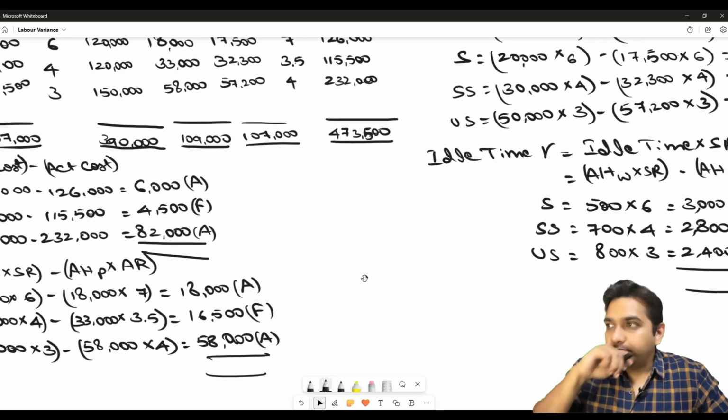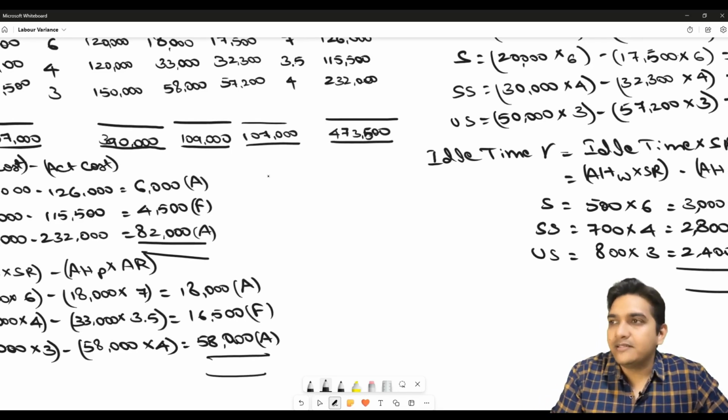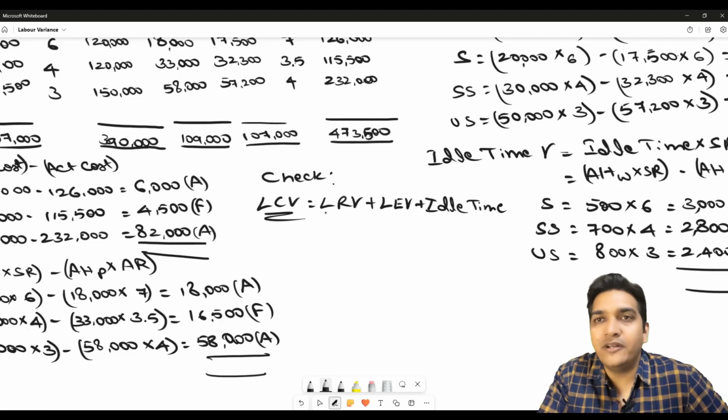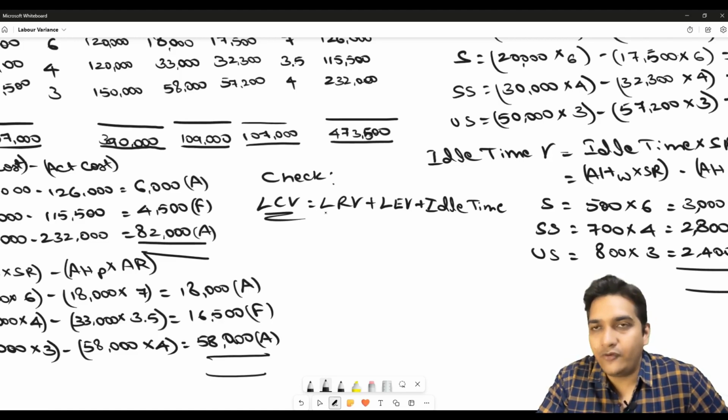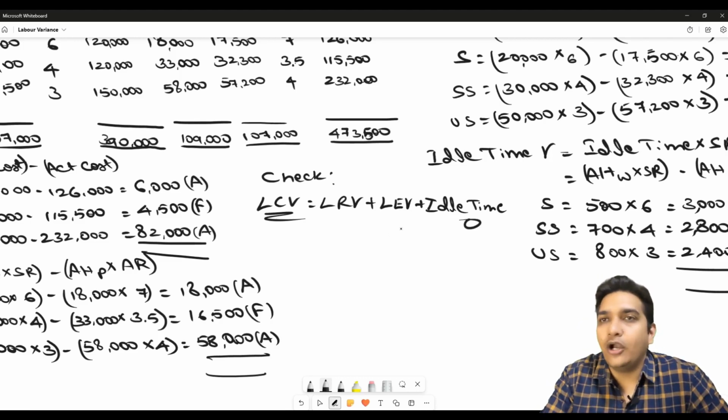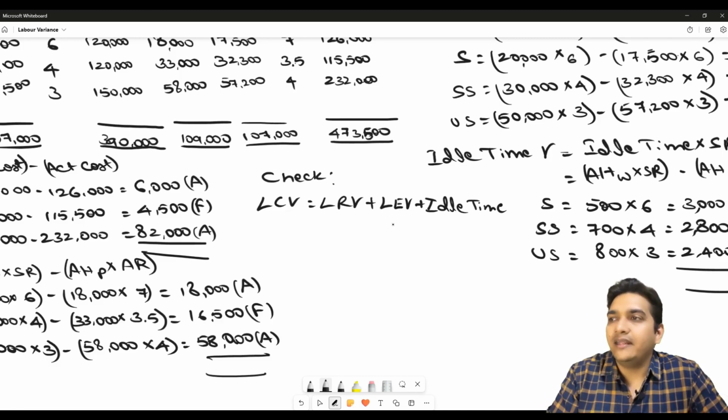Now, before moving on to yield, let us do our check as well. What will be the check? Labor cost variance is equal to labor rate variance plus labor efficiency variance plus idle time. Why? Because labor cost variance is made up of three components. In the previous problem, we only had two, efficiency and rate. We did not have idle time. Since this would have come to zero, we had not taken it in the solution. But here it is not zero. So we will take it in the solution.